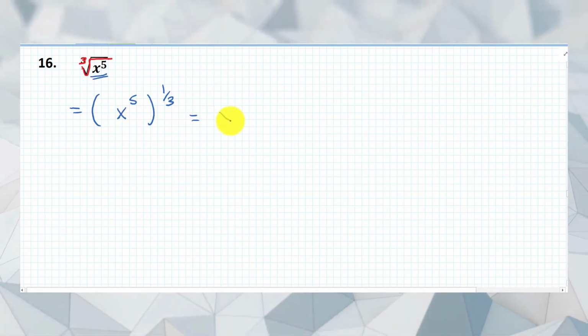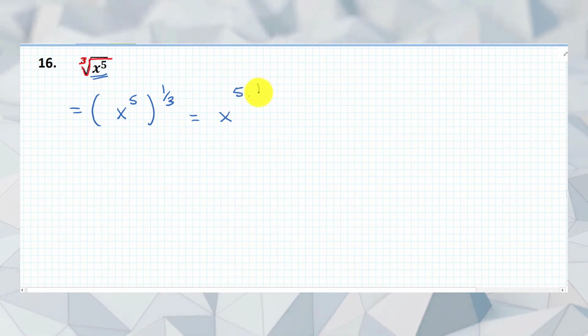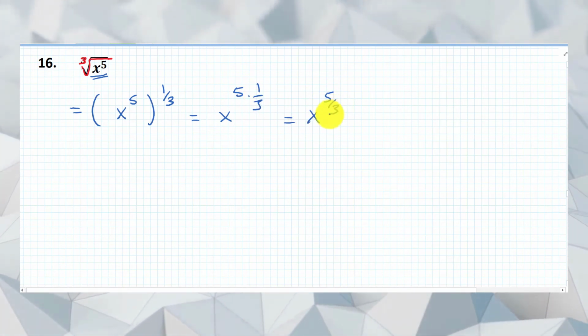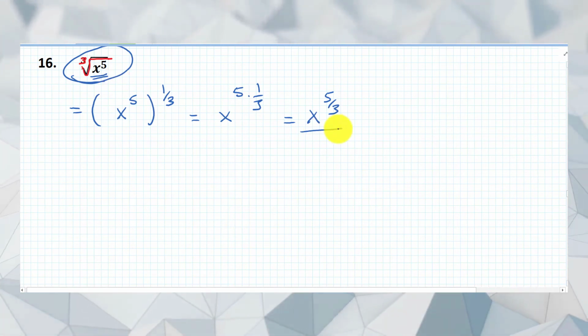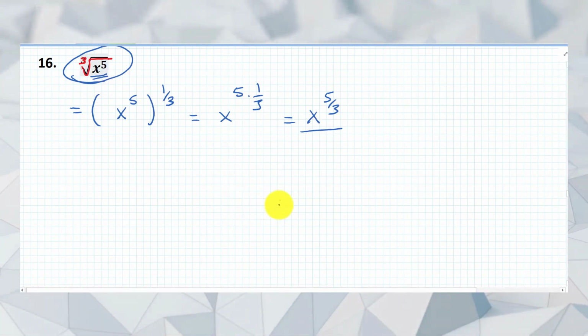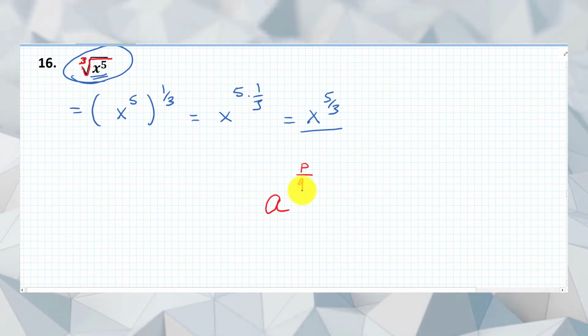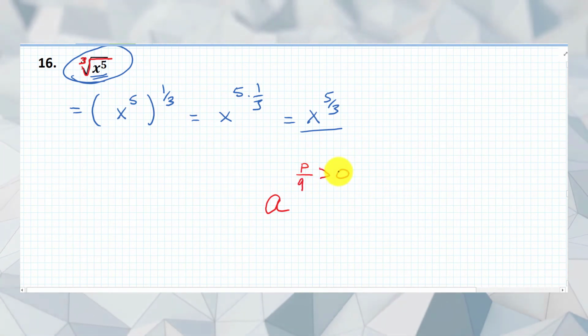Now, rule of exponent, you have to multiply the exponent. 5 times 1/3 equals 5/3. So this is just x to the 5/3. Okay, let's now go over the full definition of a number to a rational exponent. Positive. Let's go over it.